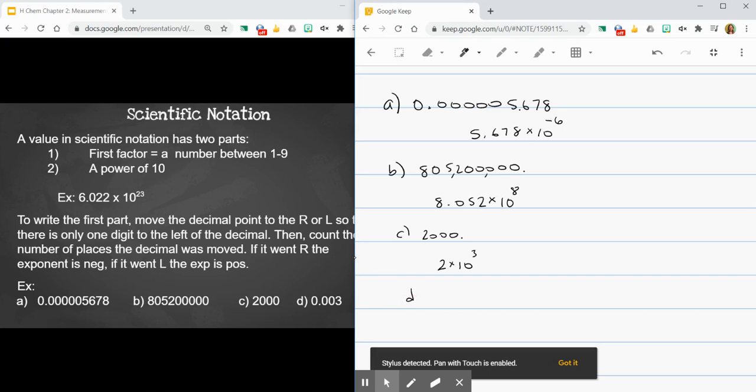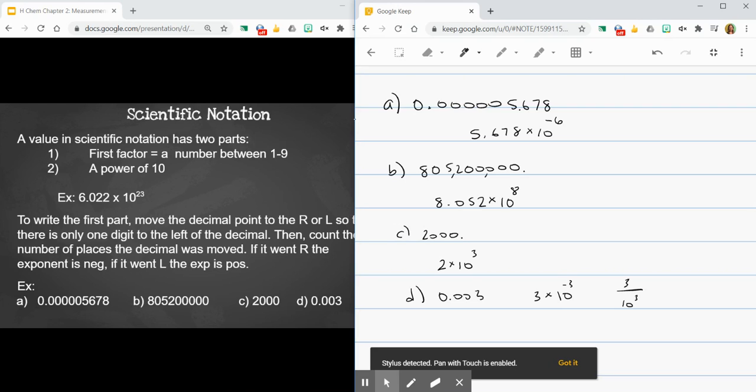Okay, and last but not least, we have 0.003. So we're going to move the decimal over to the right side of the 3, and we will get 3 times 10 to the negative 3rd power, which technically means 3 over 10 cubed, which is 3 divided by 1,000, and we would get 3 thousandths right here.